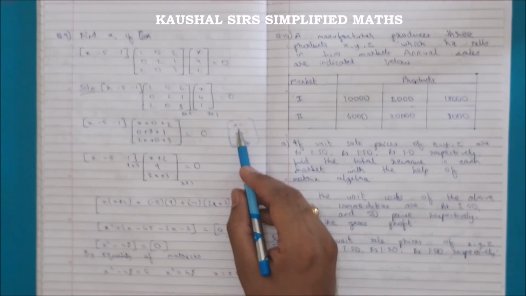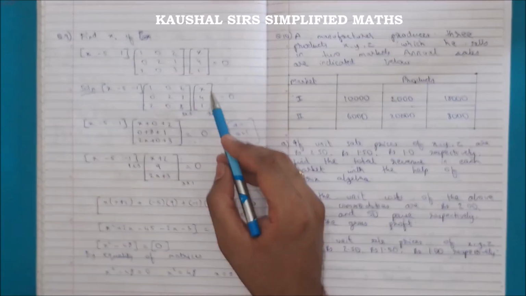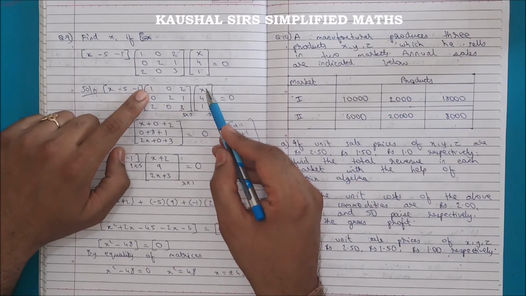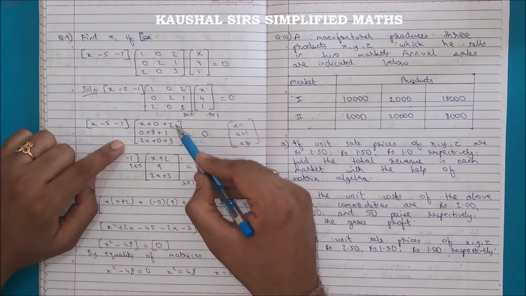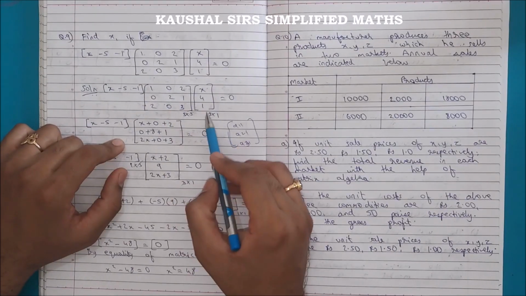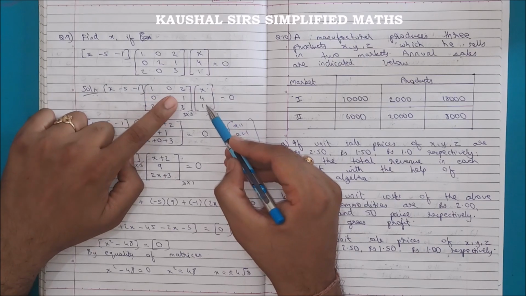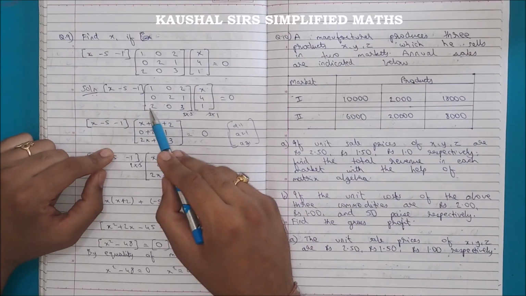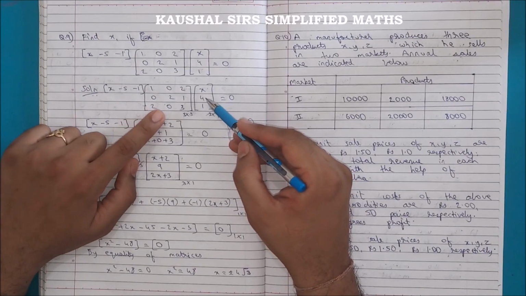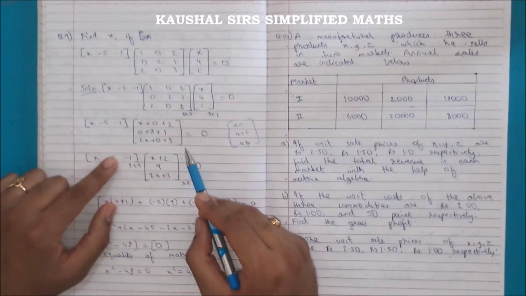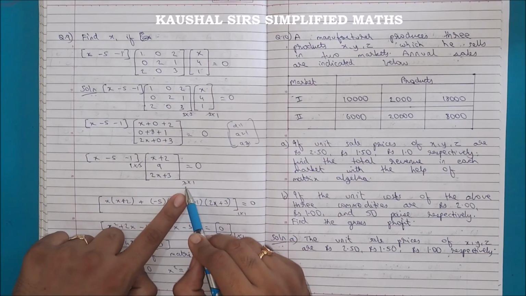Okay, so how do we get a11? First row, first column. Okay, so let us find that. So we get x plus 0 plus 2. For a21 you are going to get second row first column, so you get 0 plus 8 plus 1. And for a31, third row first column, you get 2x plus 0 plus 3. Okay, so we got a matrix of the order 3 by 1.